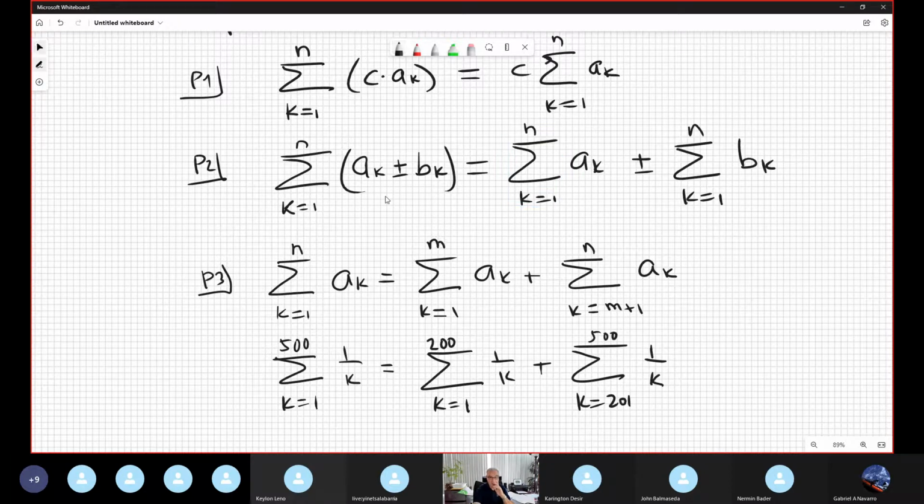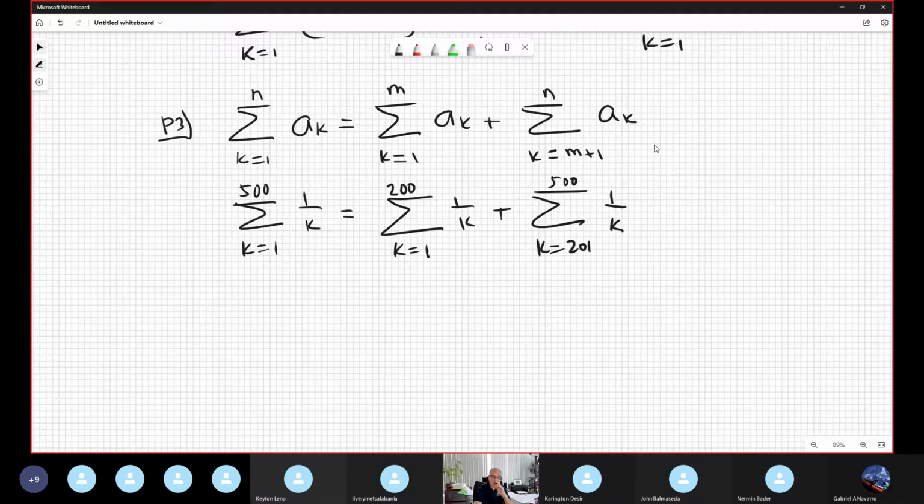Is it clear? Well, Professor, but what is the reason? I need to separate. Well, the reason is that sometimes in the problem, you see that we have a summation that starts at 201 to 500 of 1 over k.